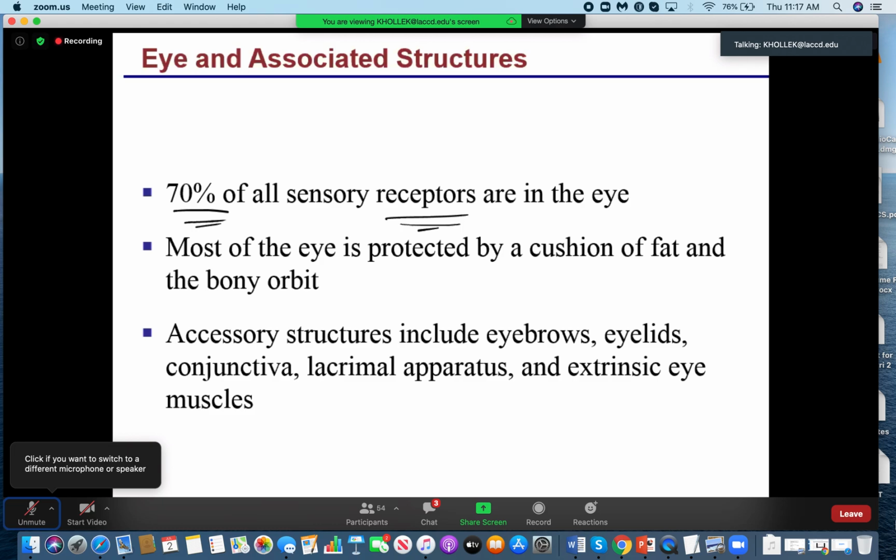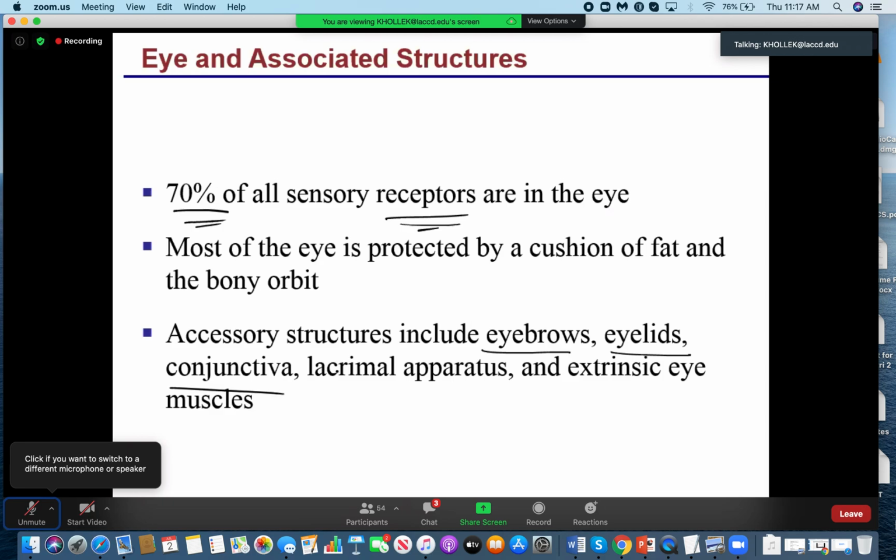Okay, there are a lot of accessory structures. These accessory structures help out. These include the eyebrows, for example, that can provide some kind of shade, and eyelids that can distribute the fluid so your eyes don't get dry. They also protect your eyes against pollution, dust particles, things in that nature.